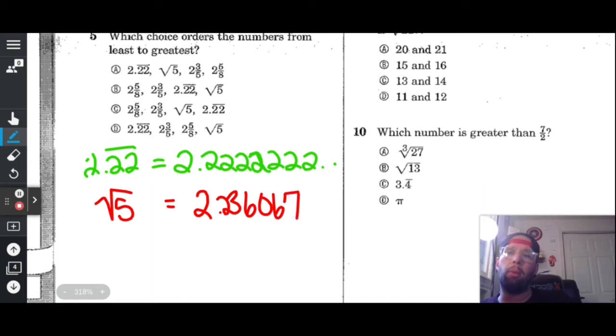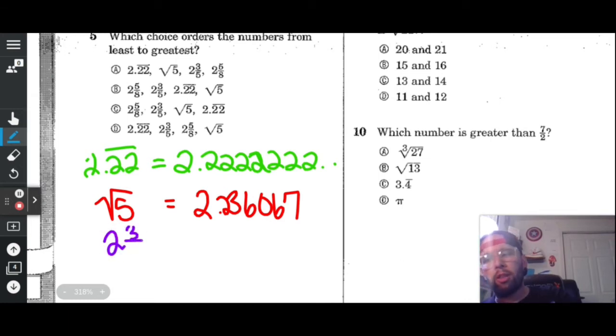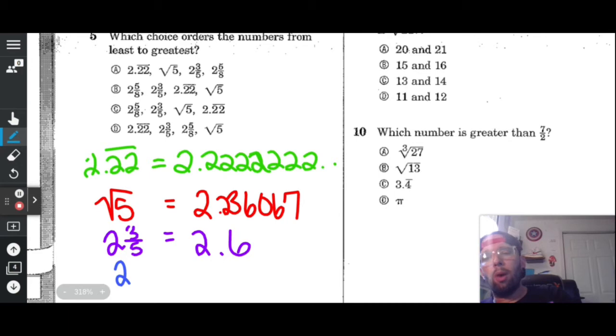2.2360667... 2 3/5 is 2.6. No calculator needed for that one. And 2 5/8. What color didn't I use here? Blue. 2 5/8, I believe, is 2.625. Yes.